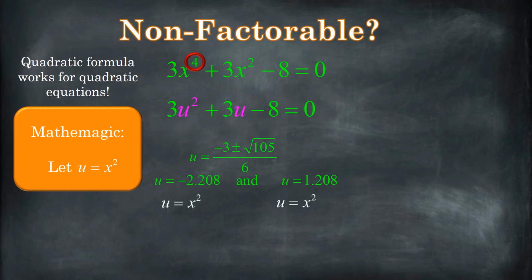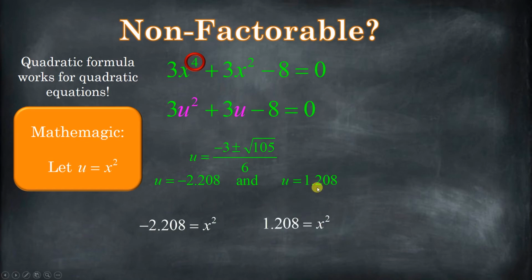Now what we know is that u equals -2.208. We also know that u equals x squared. That means that x squared must equal this. Do you see? So then I can take the square root and be done. Same right here. X squared equals this because u equals this and u equals x squared. So take the square root of both sides. Boom, we're done. And here, this one's imaginary.